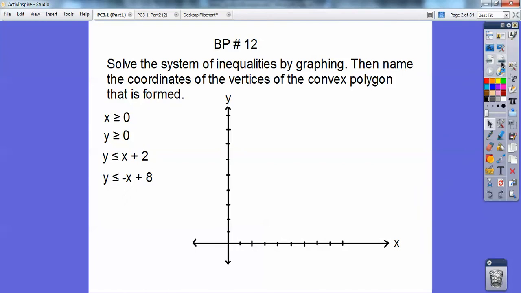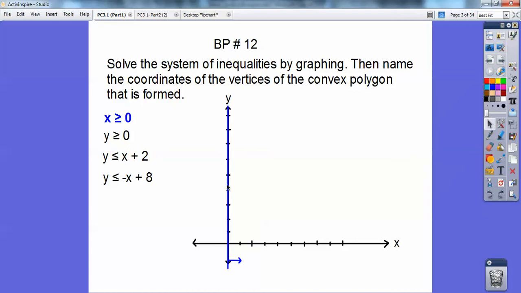Let's first take care of this board problem right here. We're going to see this problem come up in 2 lessons from now. I think it's 2 lessons from now, so keep in mind we'll talk about this. And so we're going to graph these inequalities right here and find out where they intersect and shade the intersection of them all. So here's x is greater than or equal to 0.